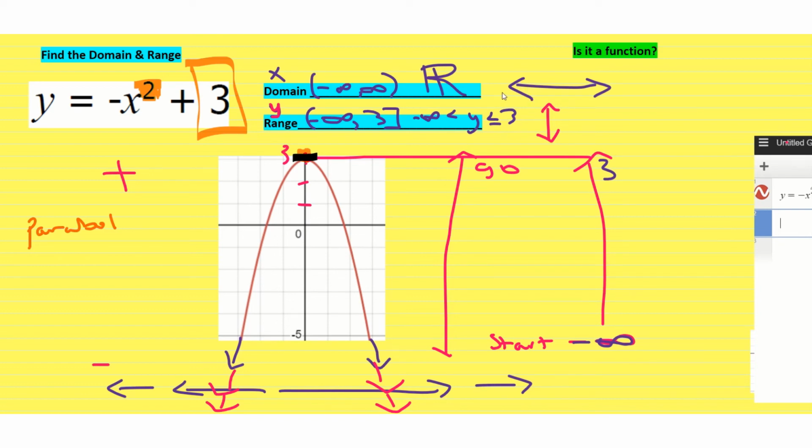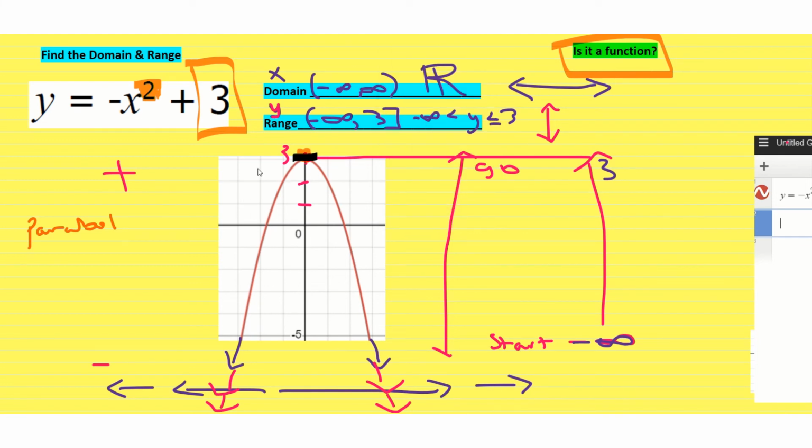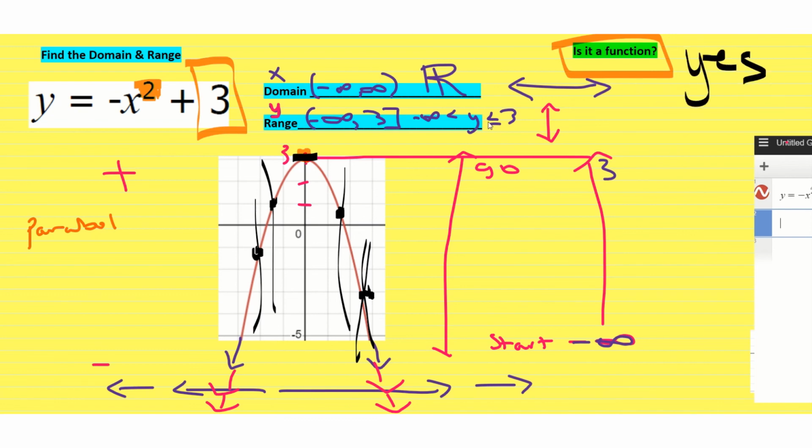Okay, so that should answer the question about the domain and range. Our other extra question over here is, is it a function? Well, can we draw vertical lines through our graph at any point? If we draw vertical lines, how many times does it hit it? It only hits the graph one time each time. So as long as the vertical line test only hits the graph at one point, anywhere we draw a vertical line, that qualifies it to be a function. Is it a function? Yes.